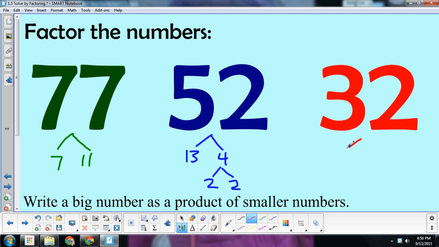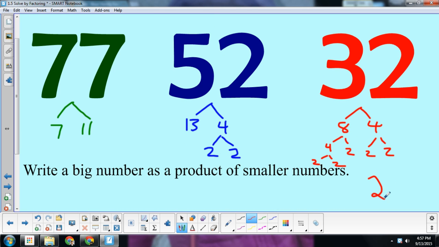32, if I actually factor that, we could do a number of different ways. Let's say we start with 8 times 4. Well, 4 can be factored into 2 times 2, and 8 can be factored into 4 times 2. And 4 can be factored one more time into 2 times 2. So in the end, I've got 5 2's multiplied together. I could write that as 2 times 2 times 2, etc., or I could write it as 2 to the 5th. So either way, I've factored a set of numbers. I've turned it into the product of smaller numbers.